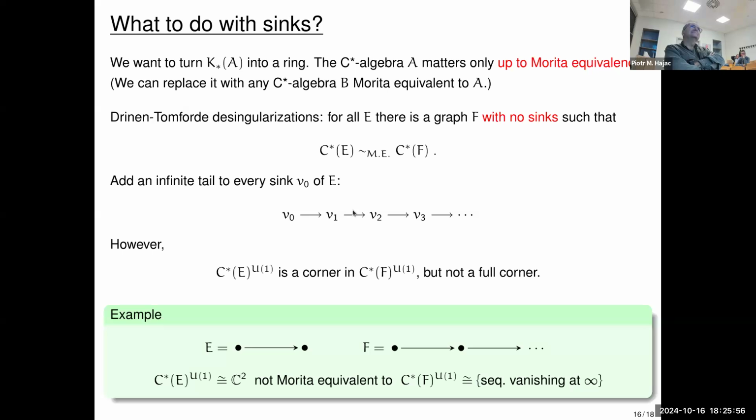It's not something that you can easily remove, because we are looking at the core of the graph C*-algebra, not the graph C*-algebra itself. But you should mention that C*(F) and C*(E) are Morita equivalent. Yes, C*(F) here is the compact operators, and C*(E) is that as well. Those are Morita equivalent. Exactly, because of the core.